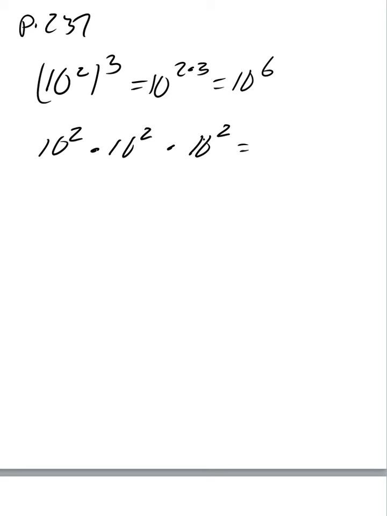And then as we continue with this, we know when we're multiplying, we add our exponents. So 2 plus 2 plus 2 is 6. So we have 10 to the 2 plus 2 plus 2, which is 10 to the 6th, which is what we found out it was going to be anyway. So just a couple different ways to get there. So remember, when you have a power to a power, you're going to be multiplying.